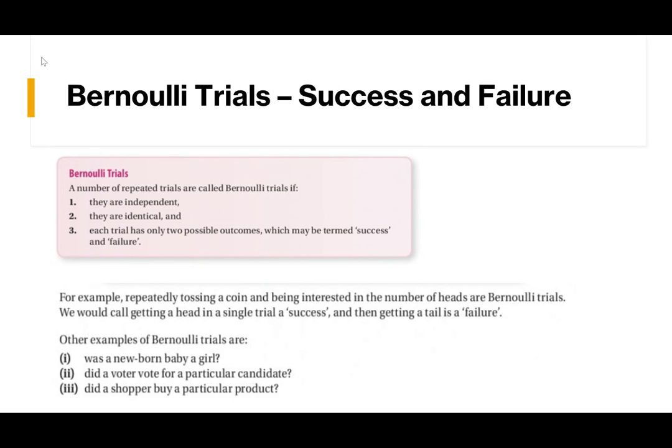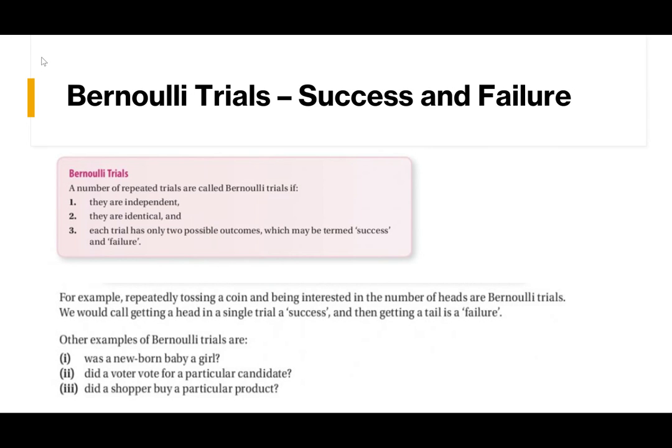A number of repeated trials are called Bernoulli trials if they are independent, they are identical, and each trial has only two possible outcomes, which may be termed success and failure. So it doesn't necessarily have to have only two possible outcomes, but you have to be able to manipulate the outcomes as a success and failure. Like, for example, it still could be the number of times a 5 is thrown on the dice. Obviously, there's not just two outcomes for a dice. You can get 1, 2, 3, 4, 5, and 6, but for a Bernoulli trial, you're going to manipulate it. So 5 is your success and every other number would be your failure.